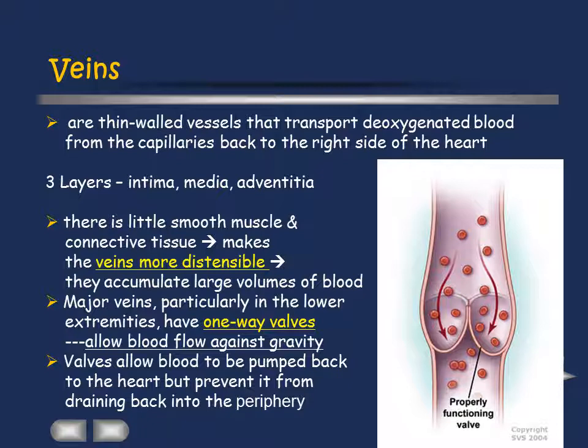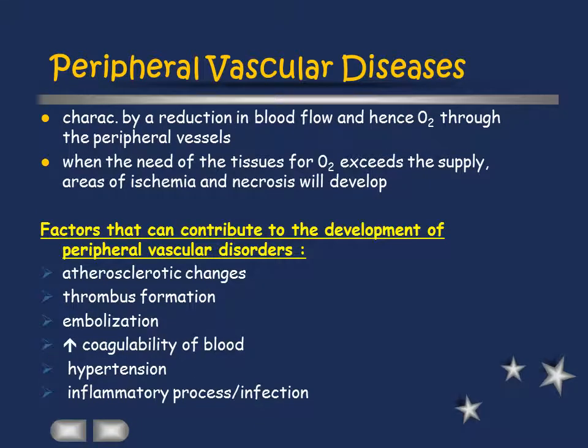Major veins, particularly in the lower extremities, have one-way valves, as you can see in the figure, which allow blood flow against gravity. Valves allow blood to be pumped back to the heart but prevent it from draining back into the periphery. Now we start peripheral vascular disease.